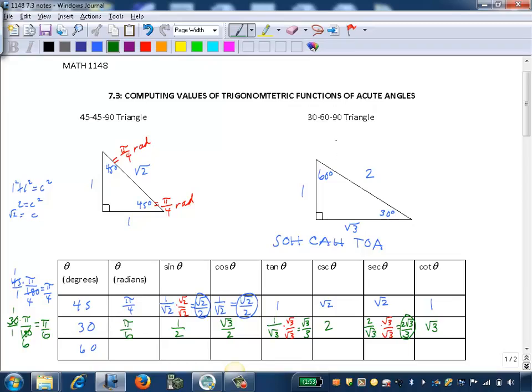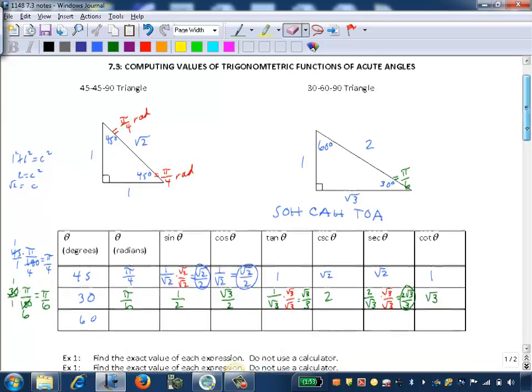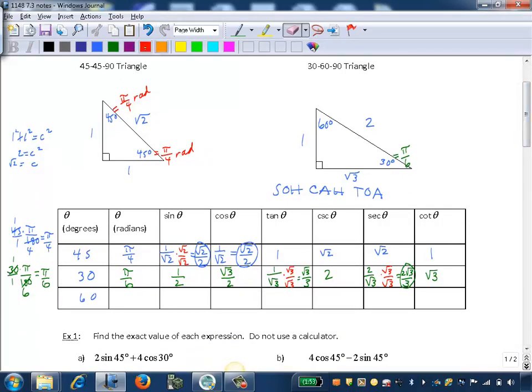So we can add to our picture here, so we've got pi over 6 radians here. And then while we're at it, if we look at the 60 degrees and convert that into radians, we'll have 60 times pi over 180, and 60 goes into itself once and into 180 3 times, so that gives us pi over 3 radians. And I'll let you go ahead and complete the rest of this chart here on your own.